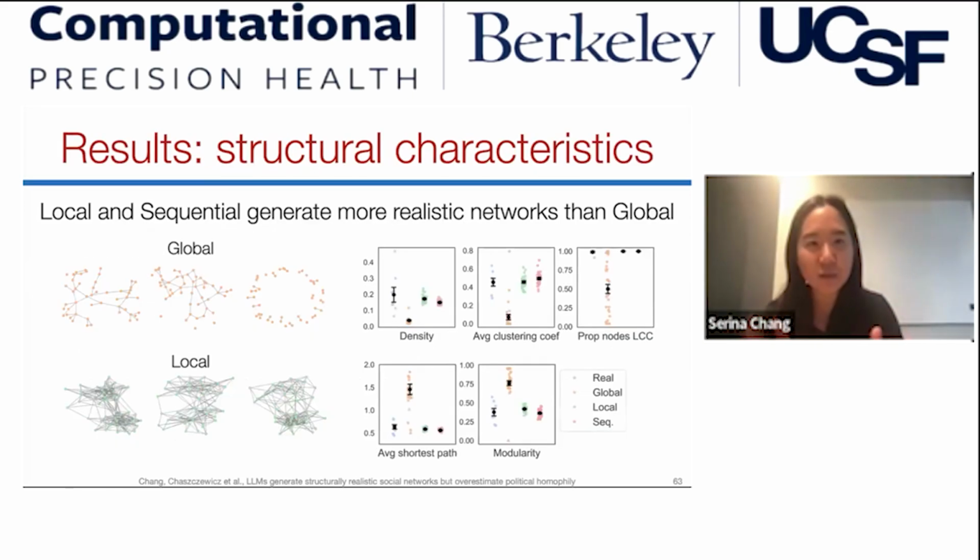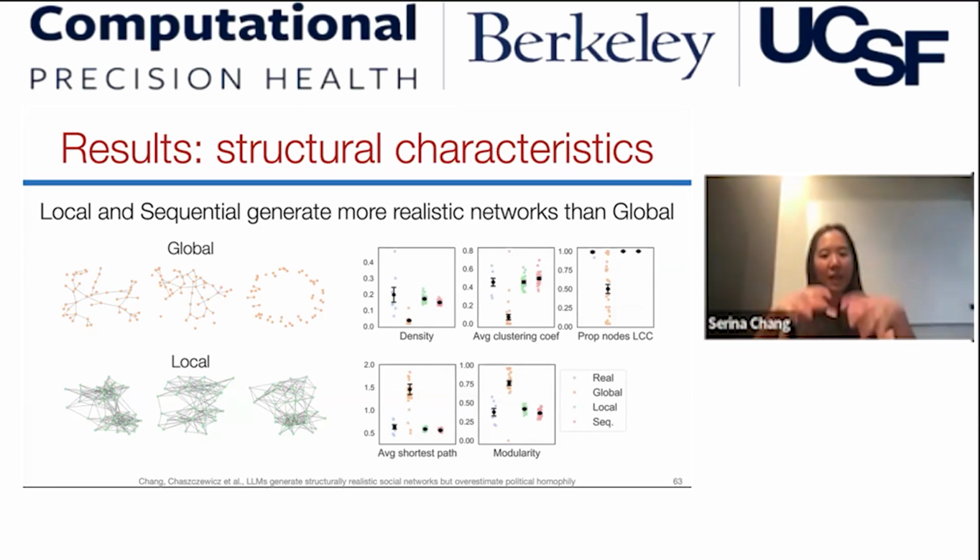So let me go over some high-level results. First of all, we find local and sequential generate more realistic networks than global. Remember, global is when you generate the entire network at once, whereas local and sequential, you assign one persona at a time. This is quite interesting because global actually has strictly more information than local and sequential, but local and sequential are closer to how people in the real world form friendships.